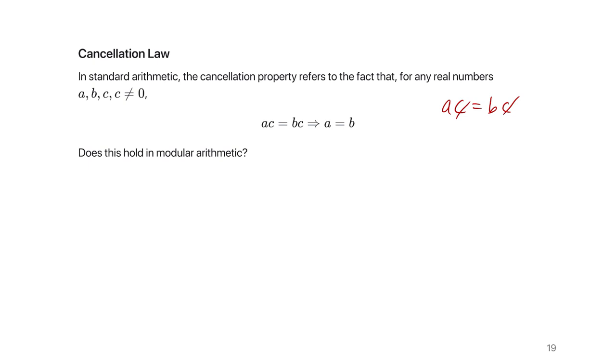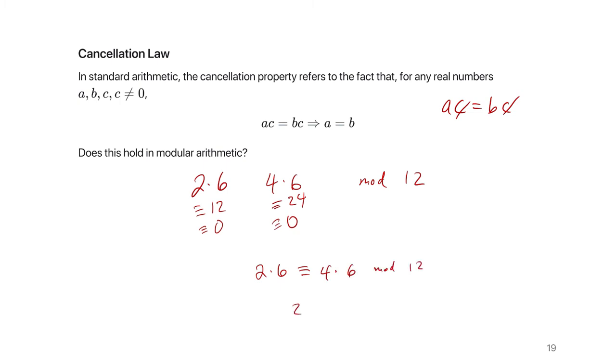For example, consider 2 times 6 and 4 times 6 modulo 12. Is that clear? Do you agree 2 times 6 is 12, which is 0? And 4 times 6 is 24, which is also 0? So 2 times 6 is equivalent to 4 times 6 mod 12. But are 2 and 4 equivalent in mod 12? No, right? So you see the cancellation law doesn't always hold.